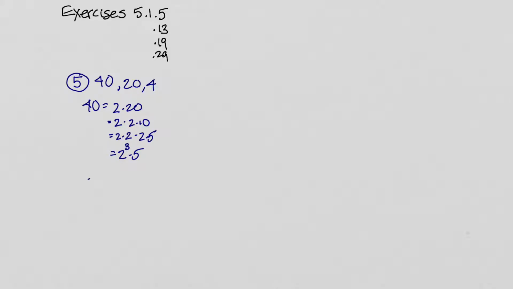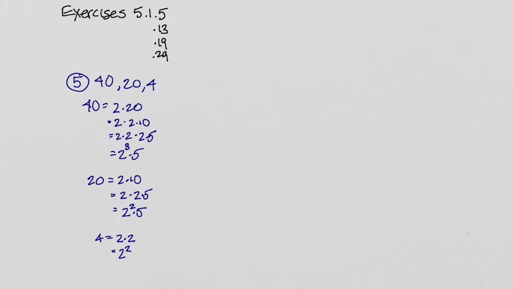Now let's do the same with the 20. The 20 can be written as 2 times 10. This is going to be 2 times, and 10 is 2 times 5. So what we're going to get here is 2 squared times 5. And then with the 4, we can write this as 2 times 2, or 2 squared.